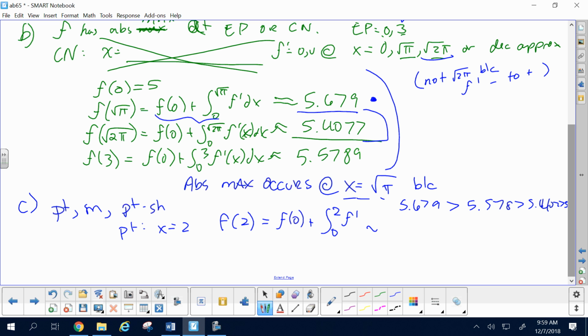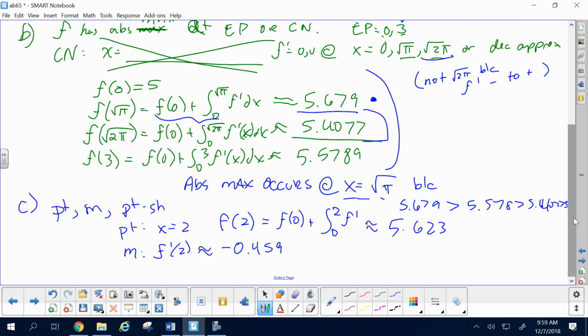So, did you get something like 5.623? No? Yes. Okay. The slope. How do you find the slope? Slope comes from the derivative. They gave you the derivative, so you're just plugging 2 into the derivative equation. Negative 0.459. Yes?